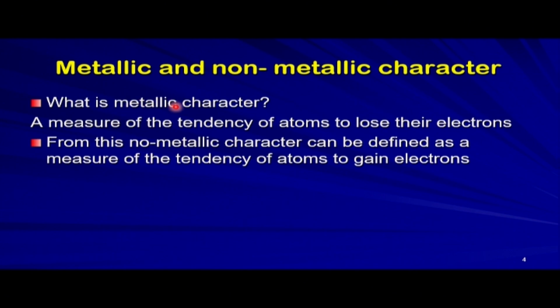What we call metallic character is a measure of the tendency of atoms to lose their electrons. From this, non-metallic character, here there is NON, it's non-metallic character, can be defined as a measure of the tendency of atoms to gain electrons. So non-metals tend to gain. They easily gain, the non-metals.